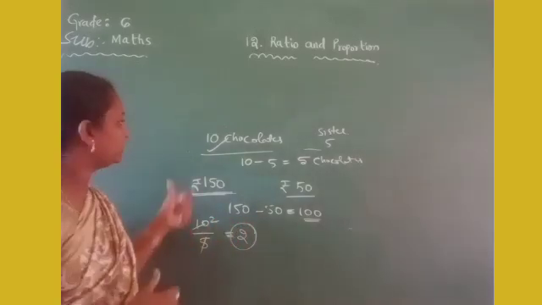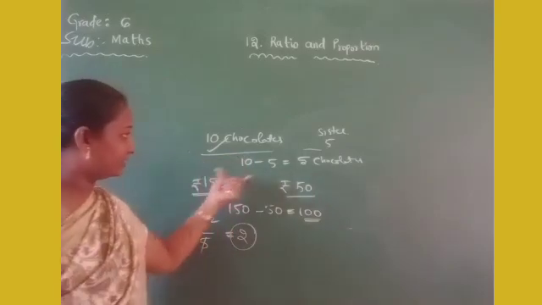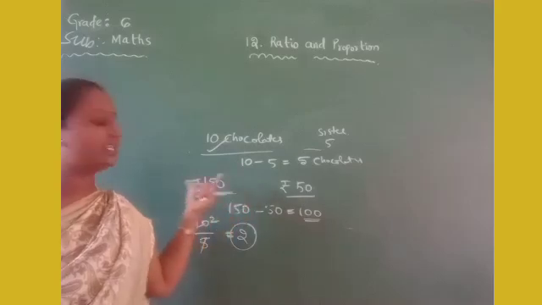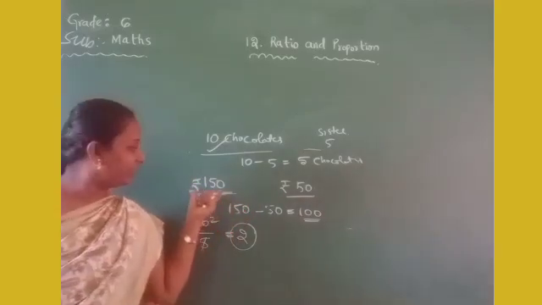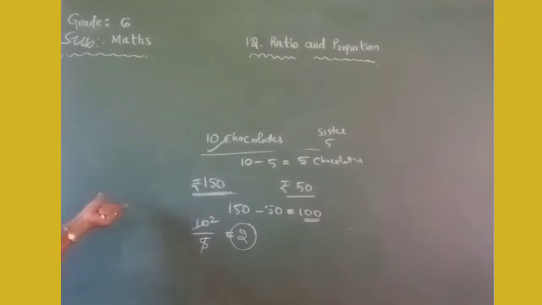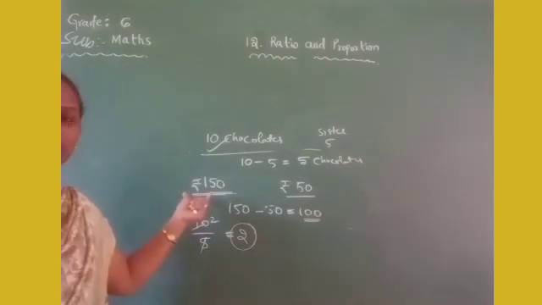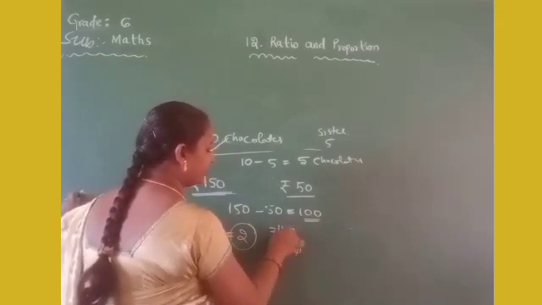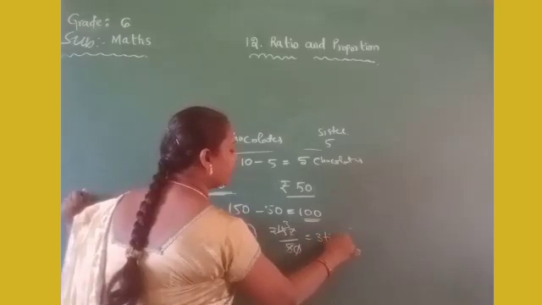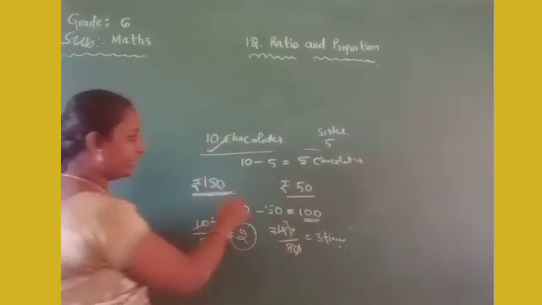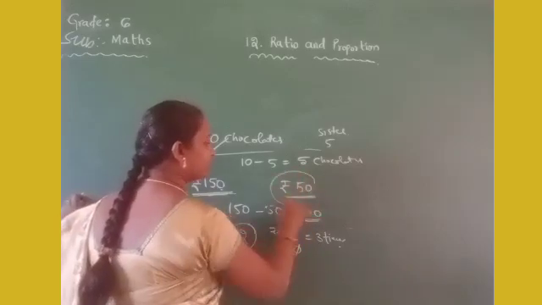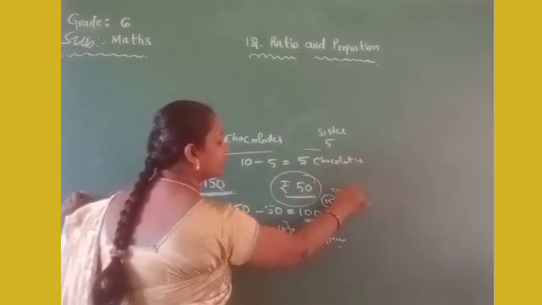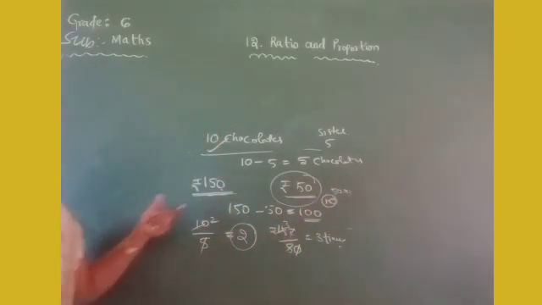One unit is the 5 chocolates of your sister. 2 times means 10 chocolates. Like that, how many times the money do you have? If you do the division, 150 rupees by 50, then we can say 3 times. You have 3 times the money of your sister. Your sister has 50 rupees, and 3 times means 150 rupees.